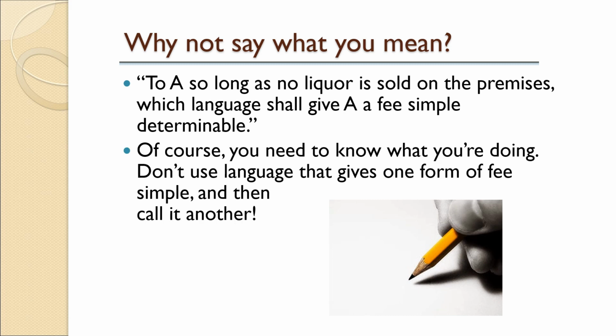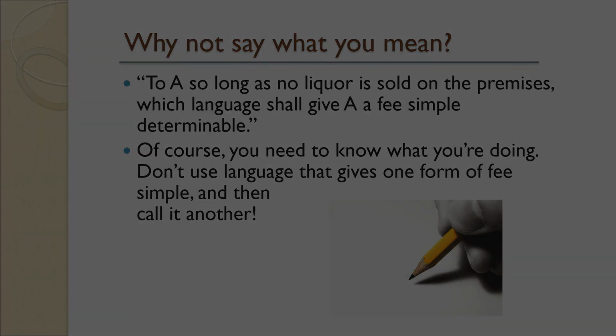On the other hand, you have to know what you're doing. What you don't want to do is use language that gives one form of fee simple and then calling it a different form of fee simple. If you do that, you'll create a horrible ambiguity and almost ensure that there'll be litigation. That would be a bad result.